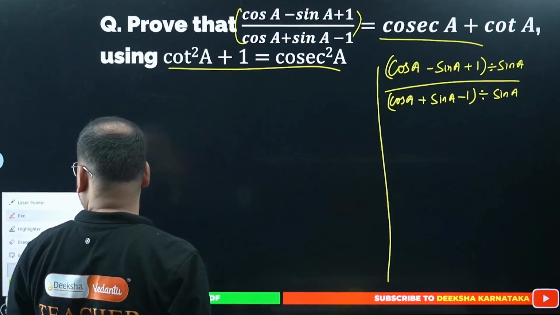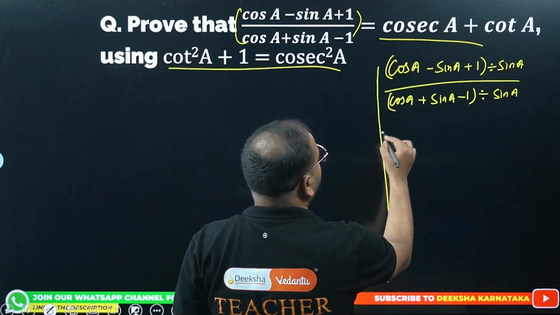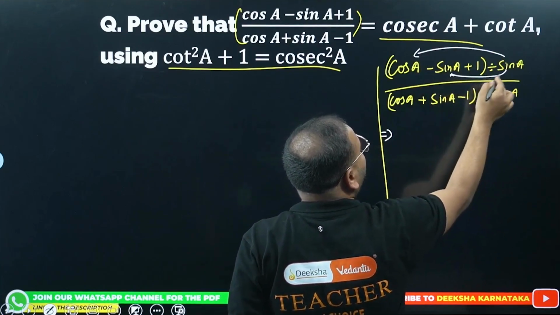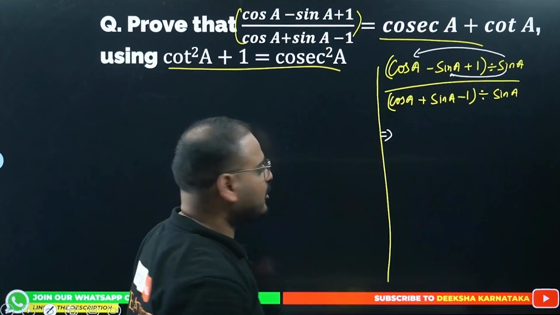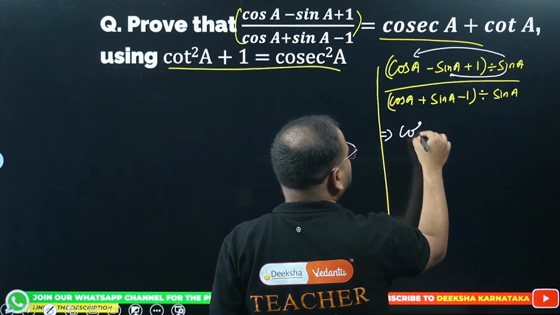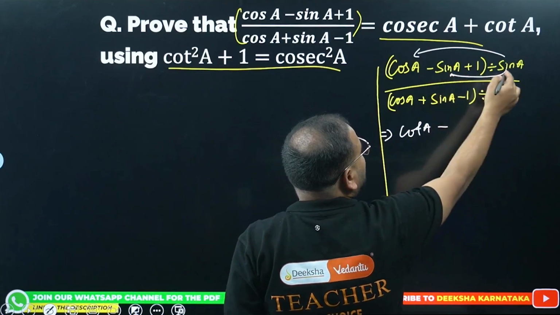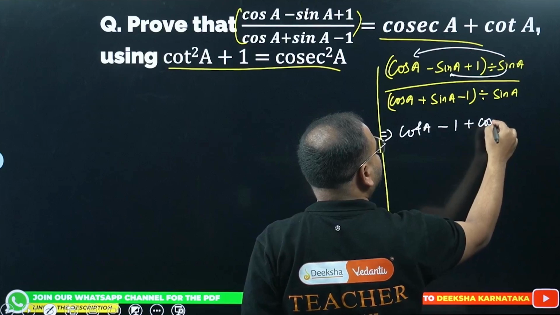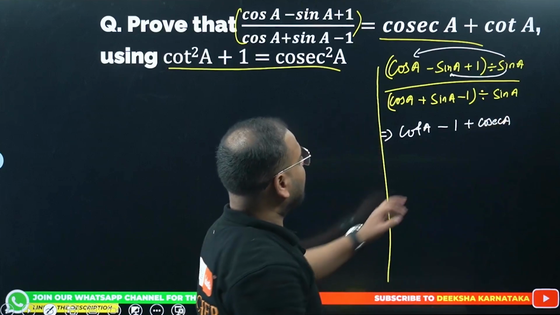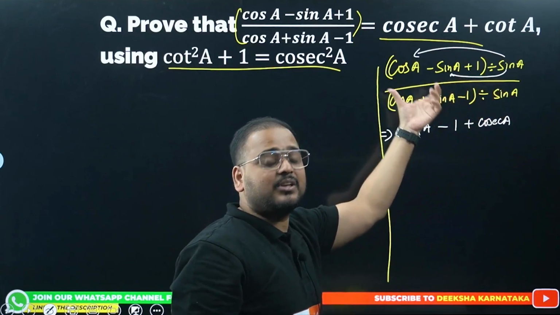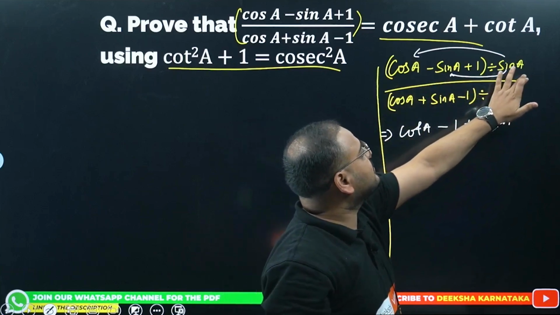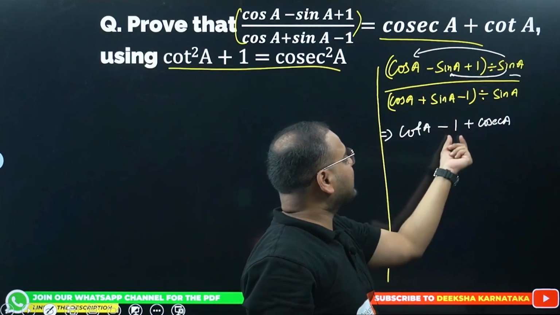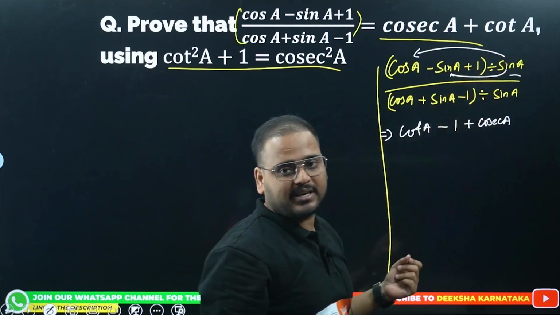Moving on, I'll take this sine individually for all the terms: sine by sine, and by 1 also. So cos by sine will be cot A, minus sine by sine will be 1, and 1 by sine will be cosec A. I am taking this division inside the bracket. So cos A by sine A is cot A, sine A by sine A is 1, and 1 by sine A is cosec A.